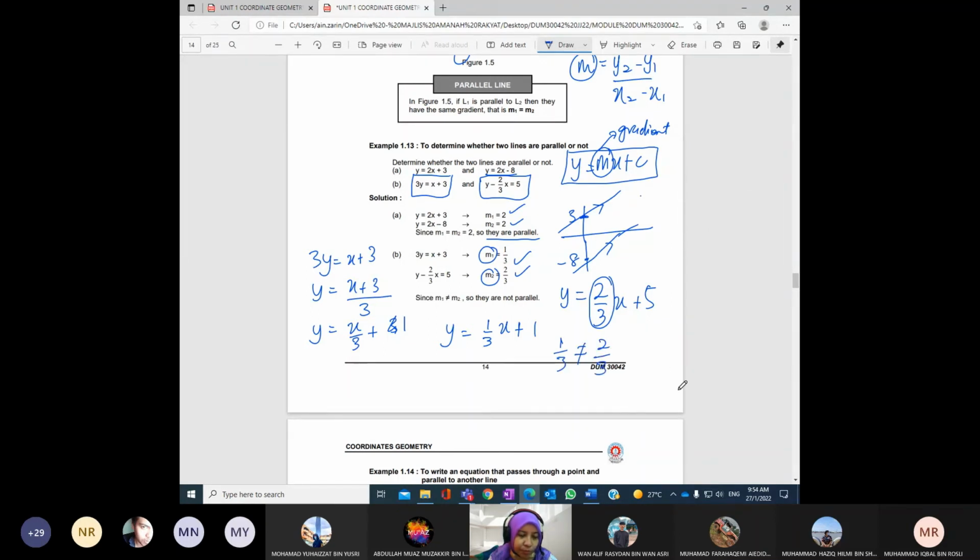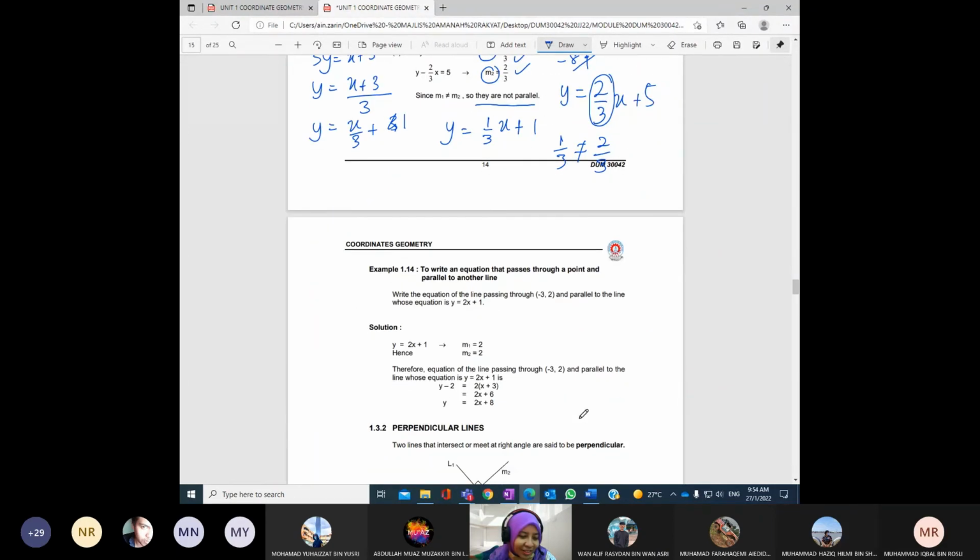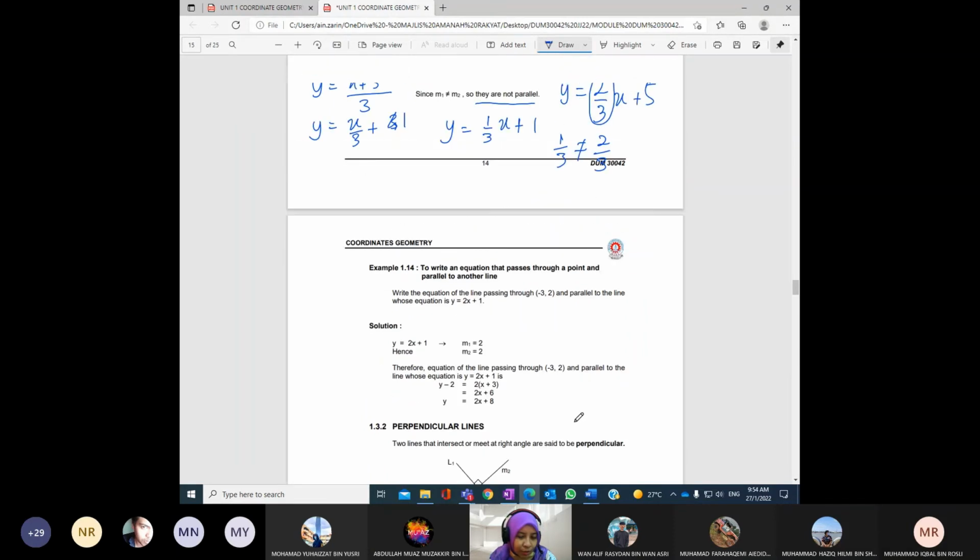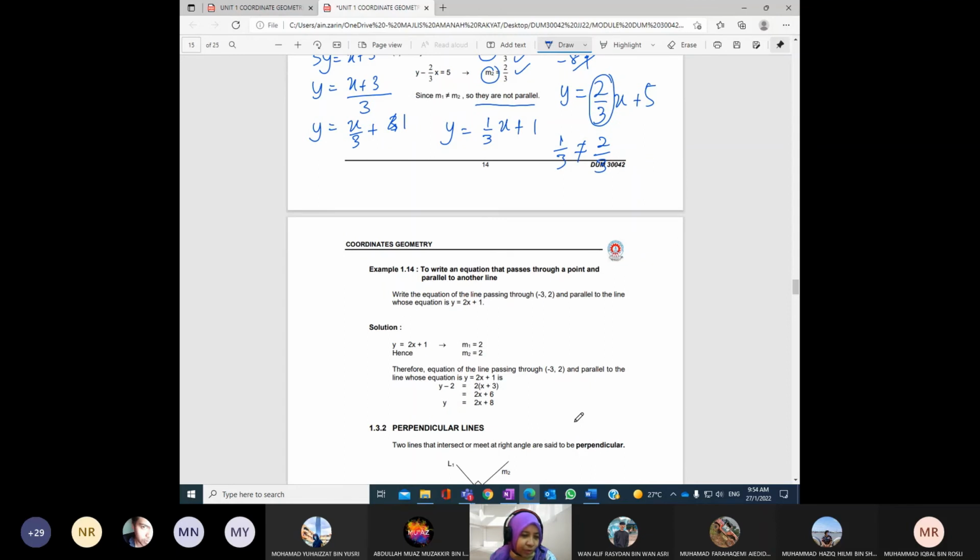They are two different numbers. Therefore, they are not parallel. Gitu. Faham? Okey tak? Okey, boleh? Faham tak? Boleh? Alright. The next one.